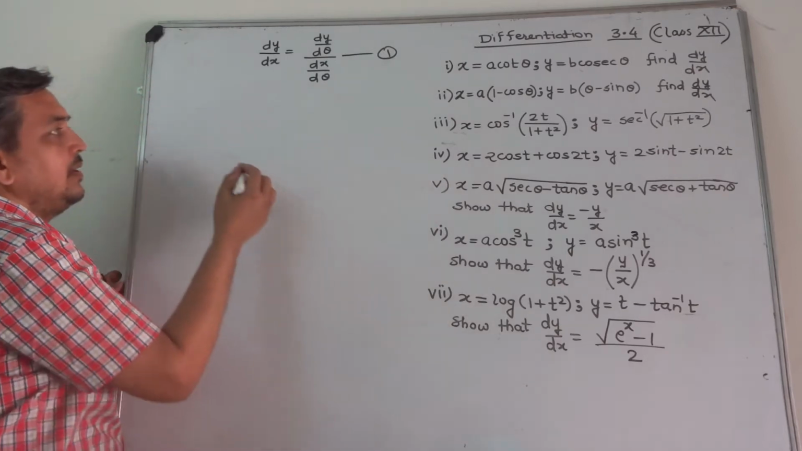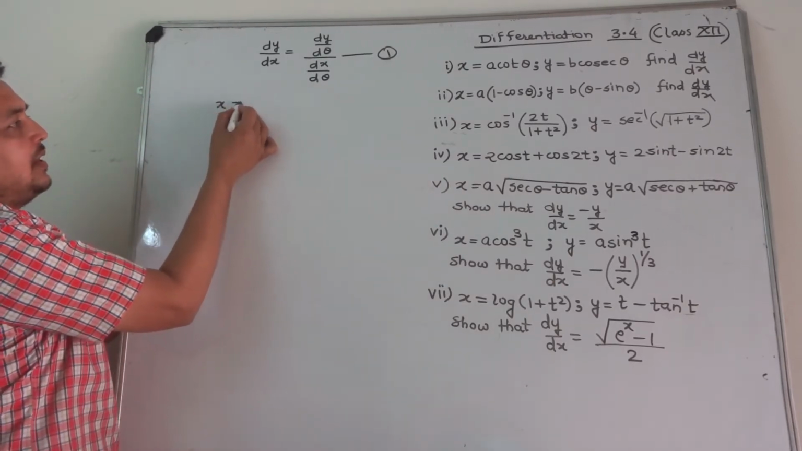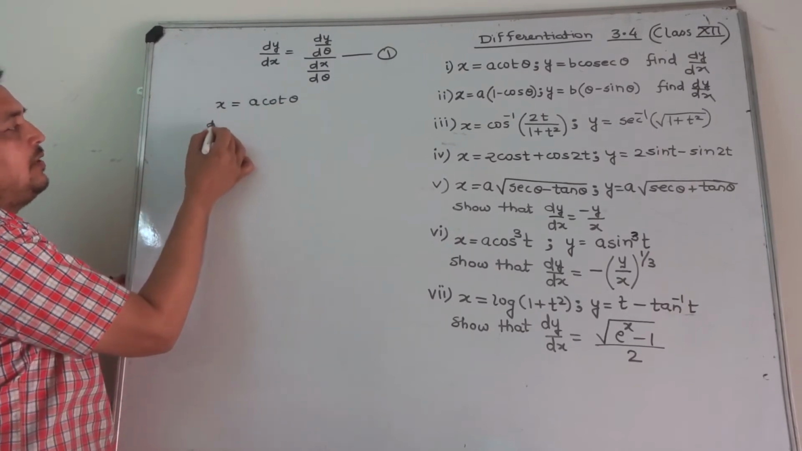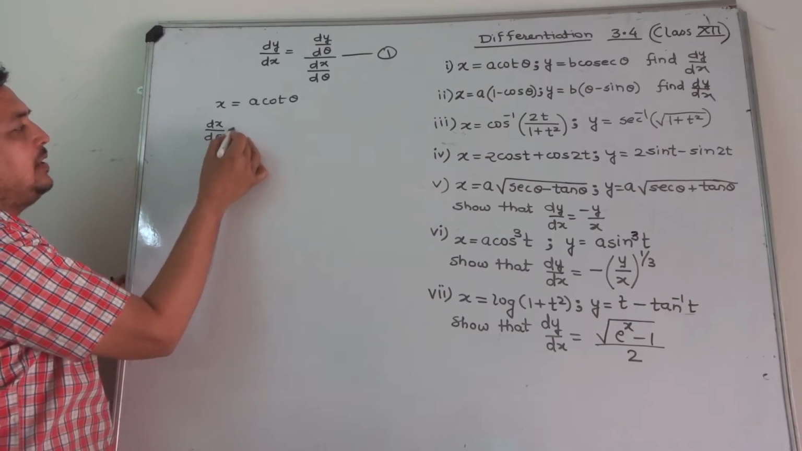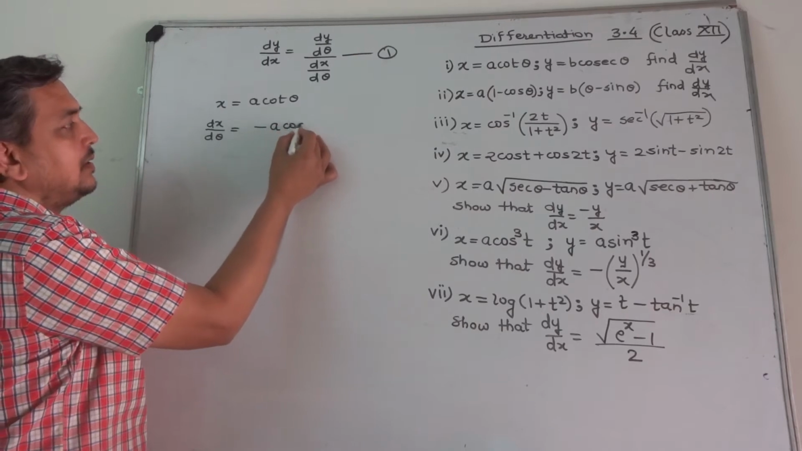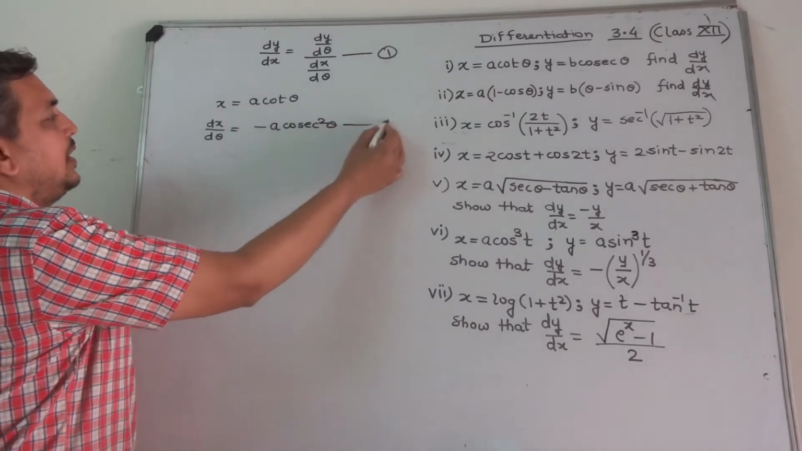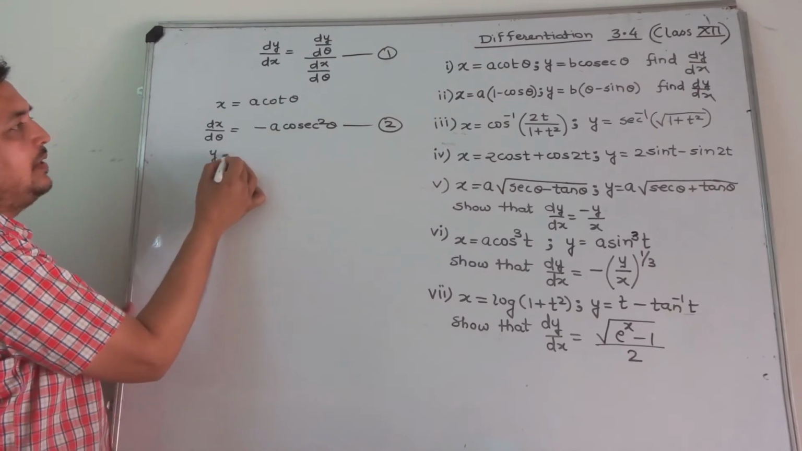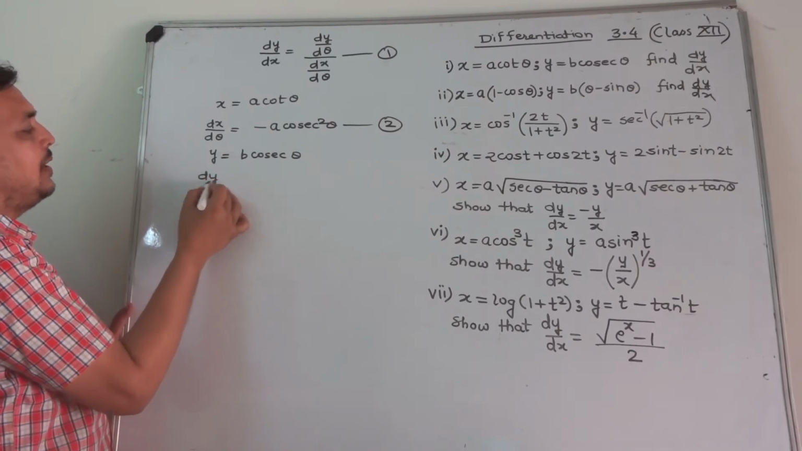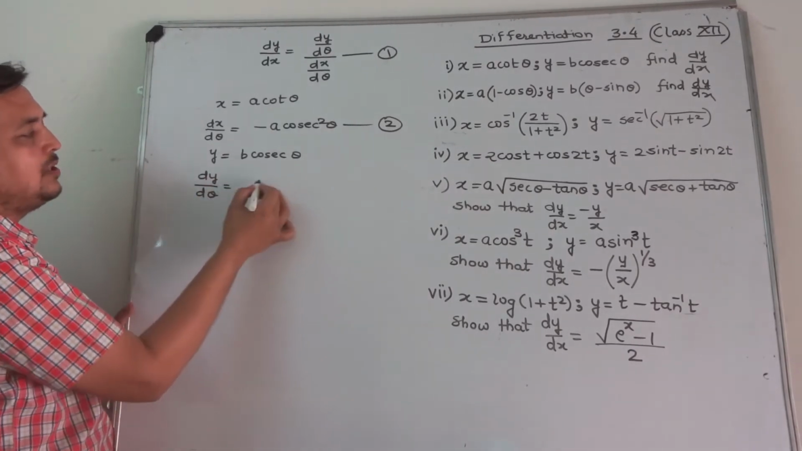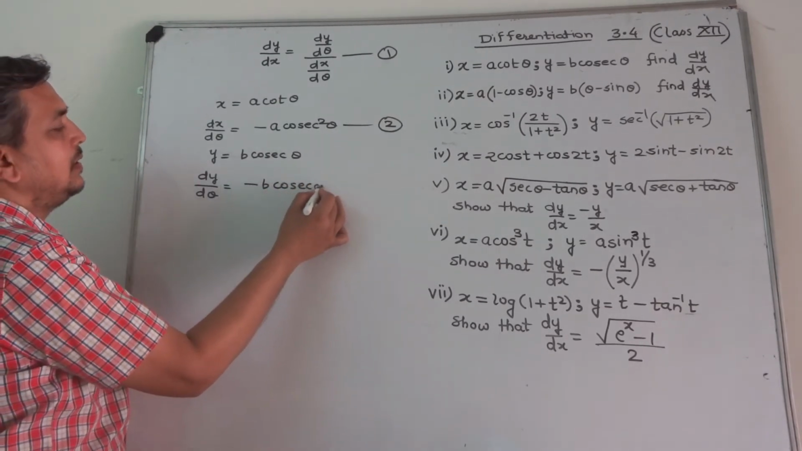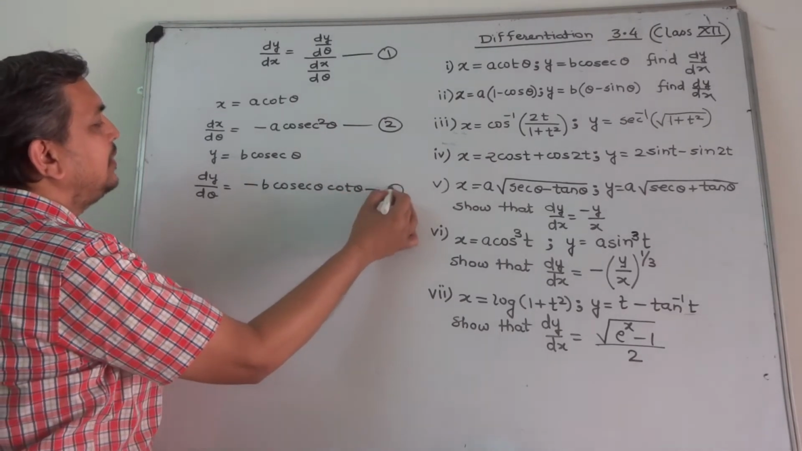to get the result. What is given? x is equal to a cot theta. We differentiate this with respect to theta, so dx by d theta: a is a constant and derivative of cot is minus cosec square theta. This is number 2. y is given b cosec theta. So dy by d theta, derivative with respect to theta: b is a constant, derivative of cosec is minus cosec theta cot theta, number 3.